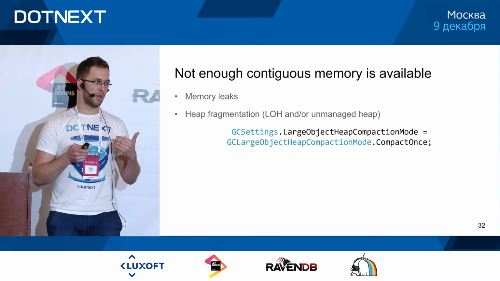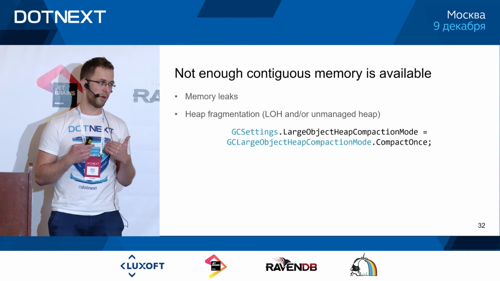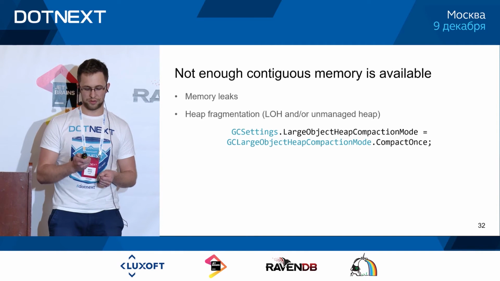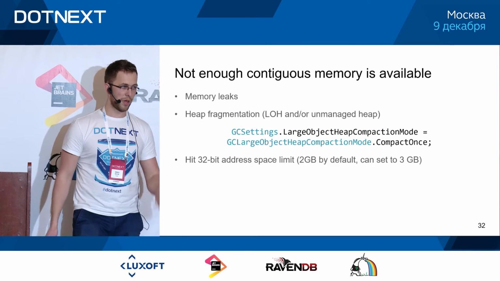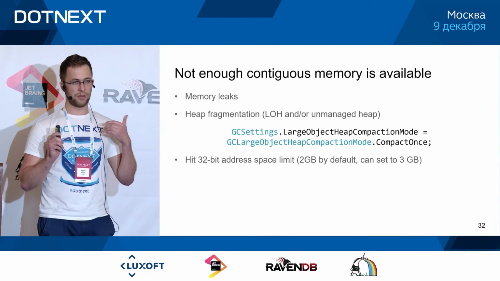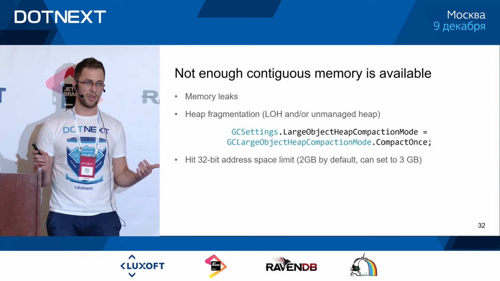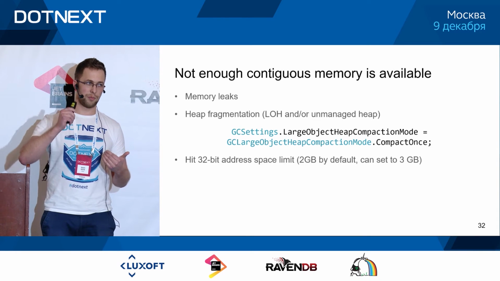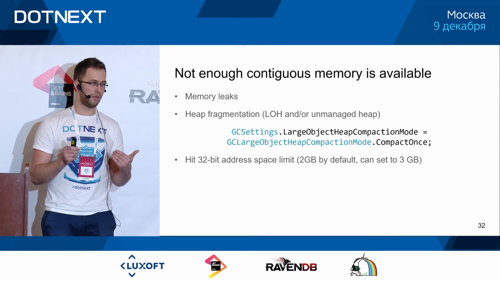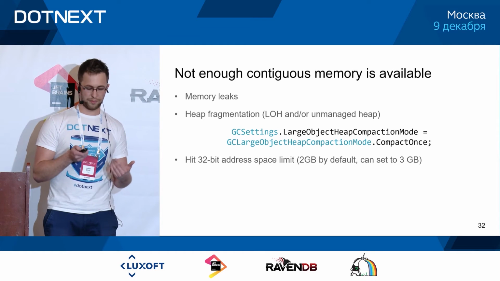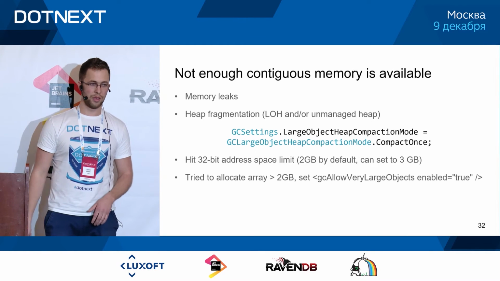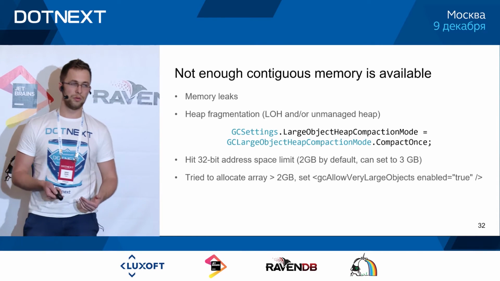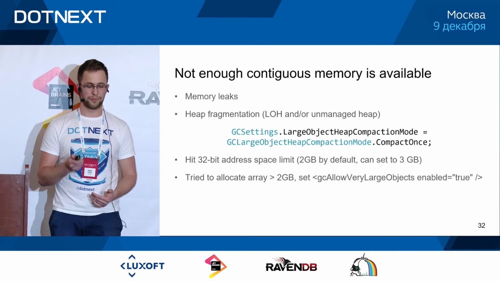You can actually use some pools like ArrayPool from the System.Buffers package, and then you won't have any problem with heap fragmentation in the large object heap. The other reason might be that you just hit the 32-bit address space limit, which is 2 gigabytes. And remember, in Visual Studio, by default, you have a checkbox enabled in the properties of your C# project, which says Prefer 32-bit. You need to uncheck this. You could also try to allocate a very large object, which is not possible by default. You need an extra setting to do that.